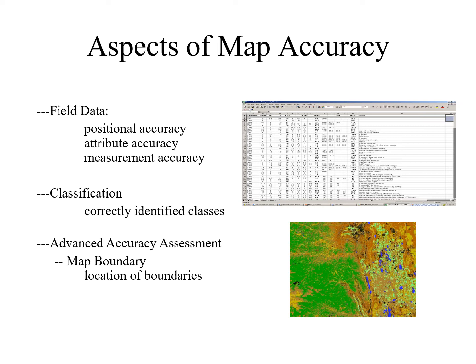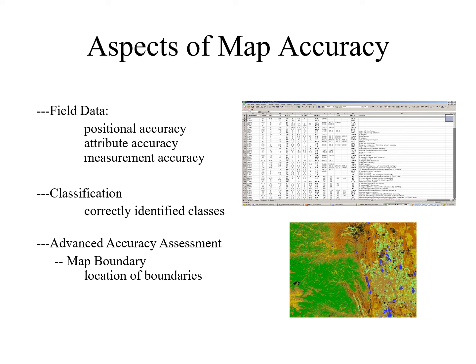So you might be collecting species data and you could have the wrong species. You can have measurement accuracy, so you might be measuring the diameter of trees and screw up your measurement. There's classification accuracy, and that is the accuracy that we're going to talk about, and it's whether or not you have correctly identified the classes that are present in the field.